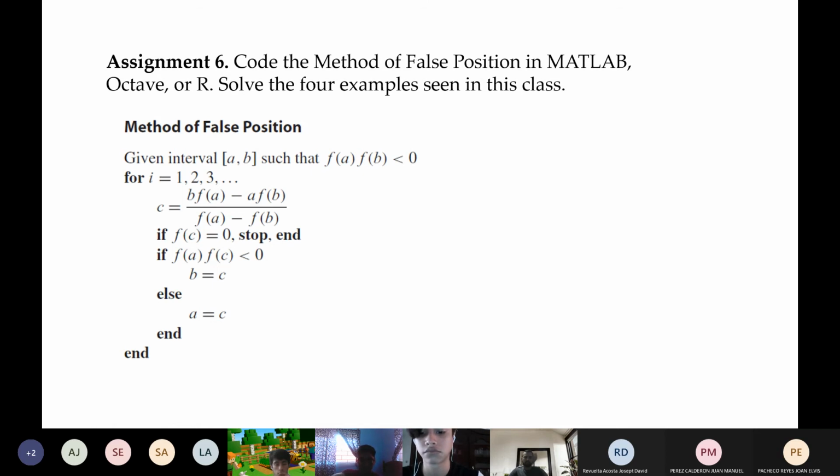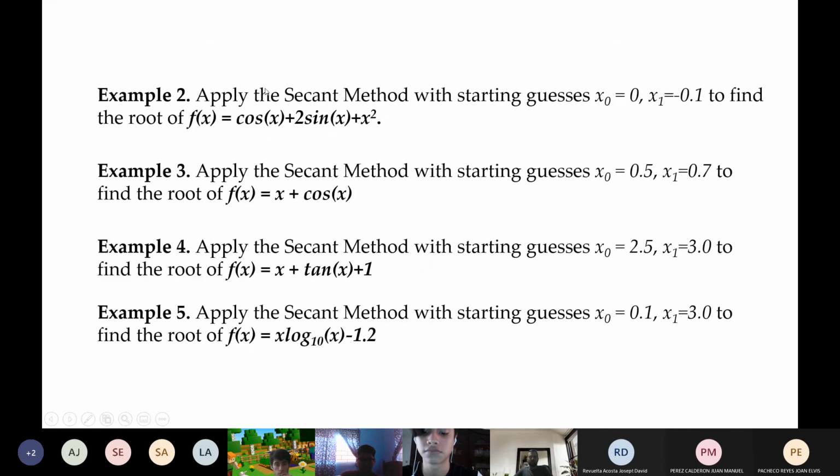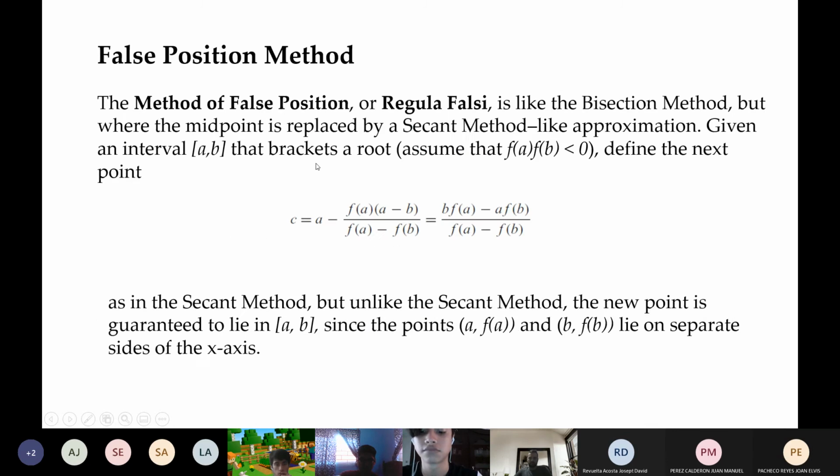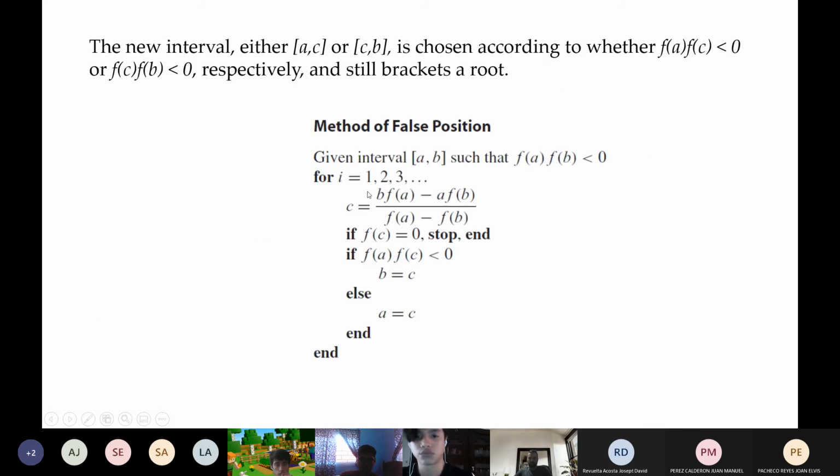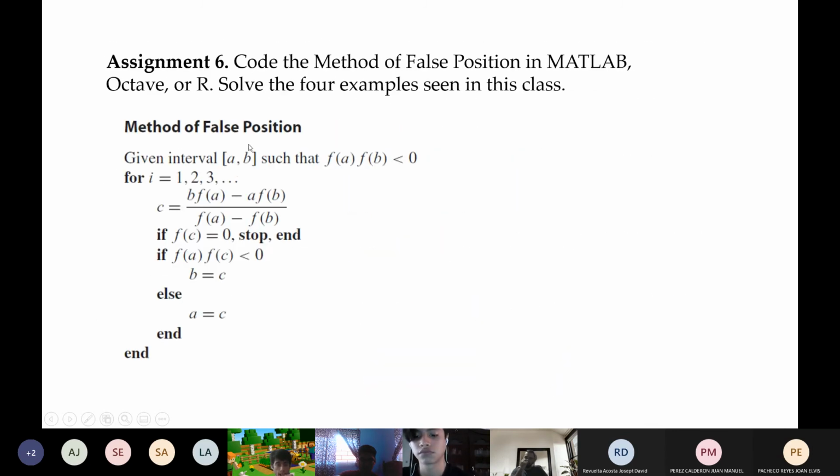With that in mind, so the assignment number 6, I think it's the assignment number 6 for you. What I want you to do is actually code the false position method in MATLAB or Octave or R, the one you prefer, and you have to solve the 4 examples seen in this class. I'm actually referring to these four examples. You already know the answer, so it's going to be very easy. If you're coding this in MATLAB, you're going to be able to know the answer.